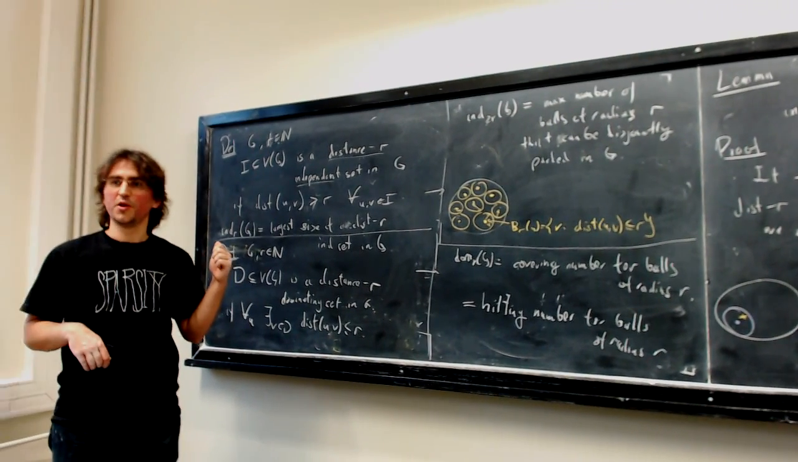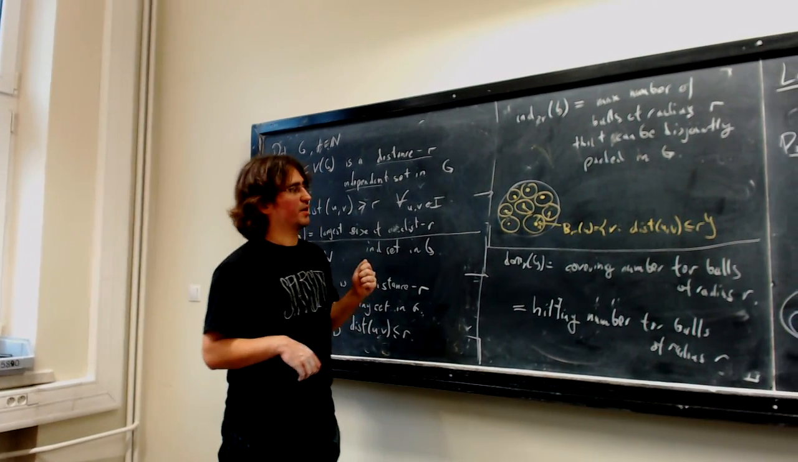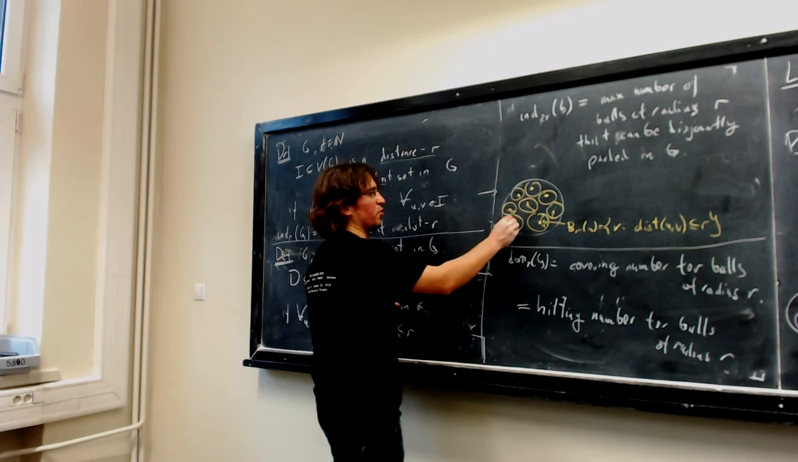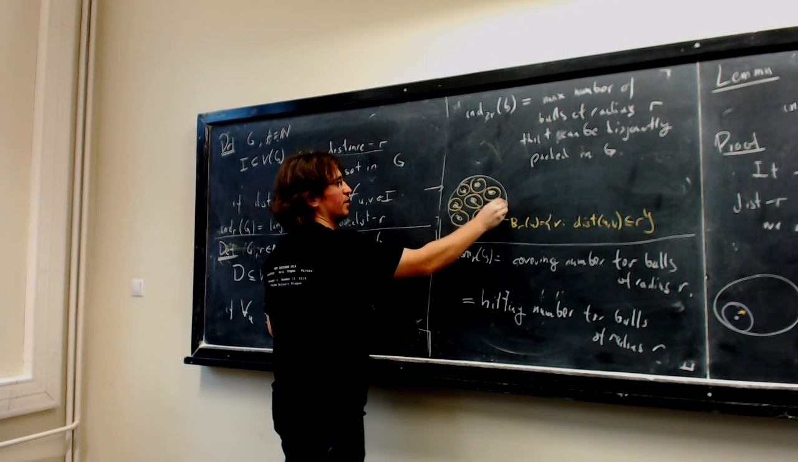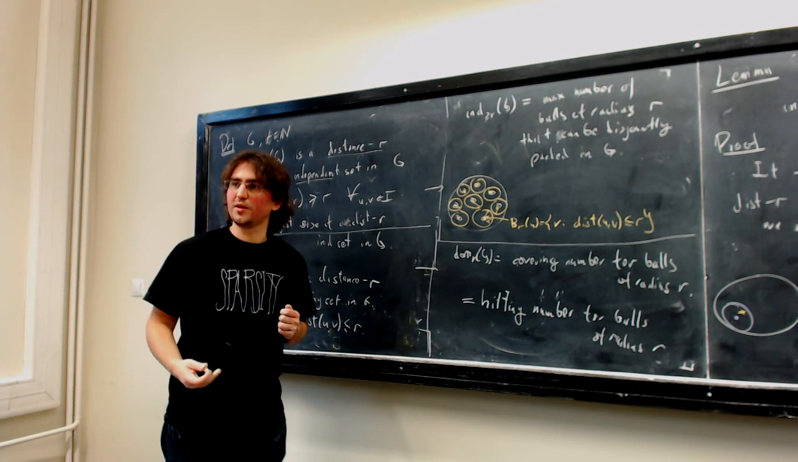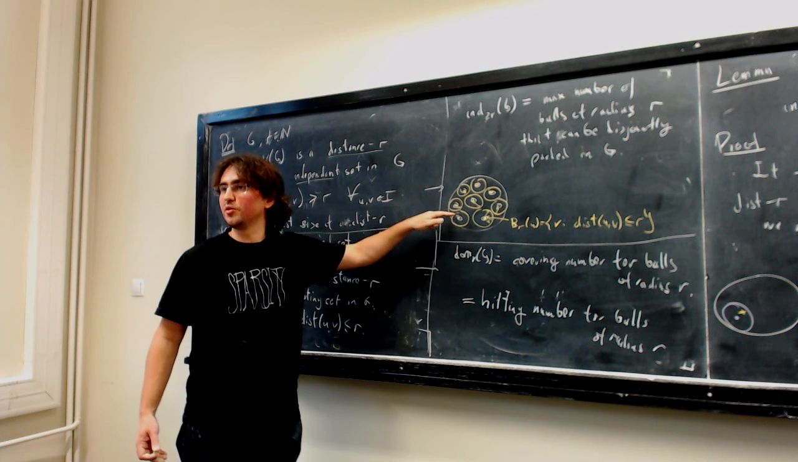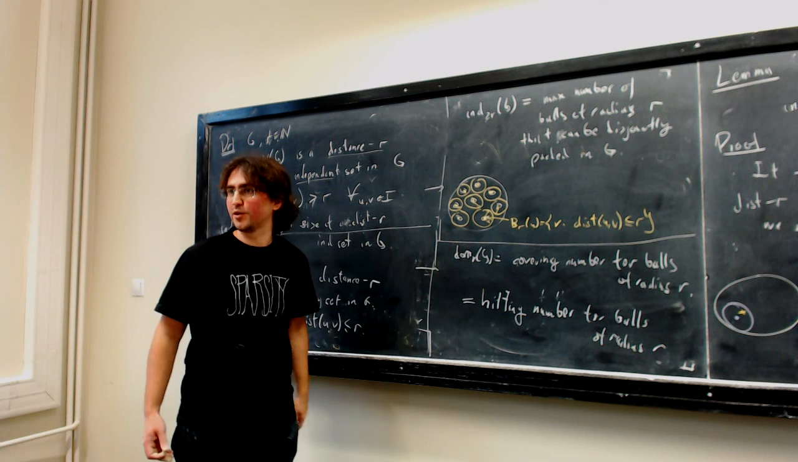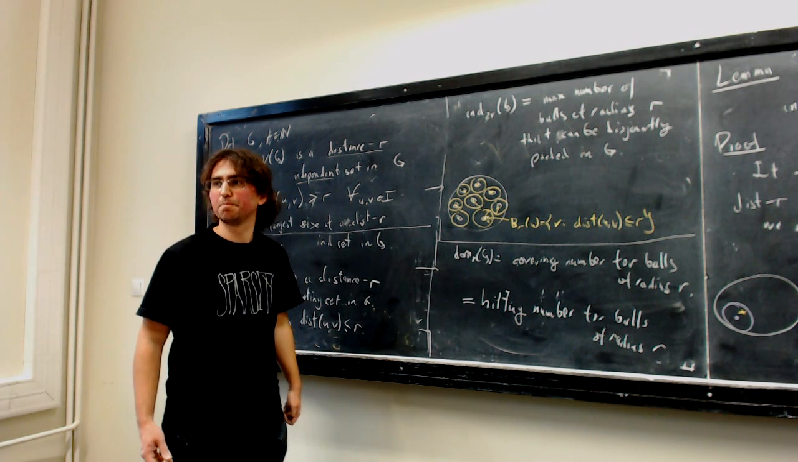You can rephrase it in the original terms by saying: let me look at the vertices of my distance 2r independent set, and now in a distance r dominating set, every vertex is dominating at most one of those. So I need to take at least as many to the dominating set as I have vertices in my distance 2r independent set. Yeah?